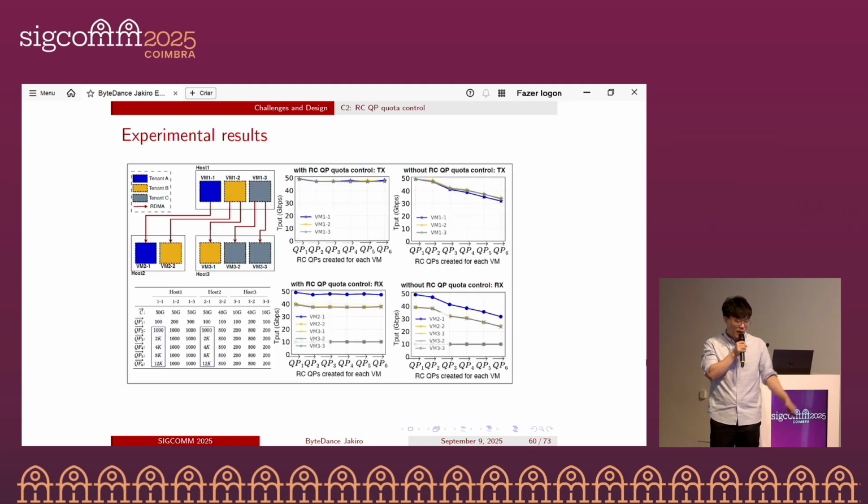And let's go back to this experiment. When we launch the RCQP quota control, we can see that the bandwidth stopped dropping, even if the attacker still keeps increasing his number of RCQPs from 1K to 12K.